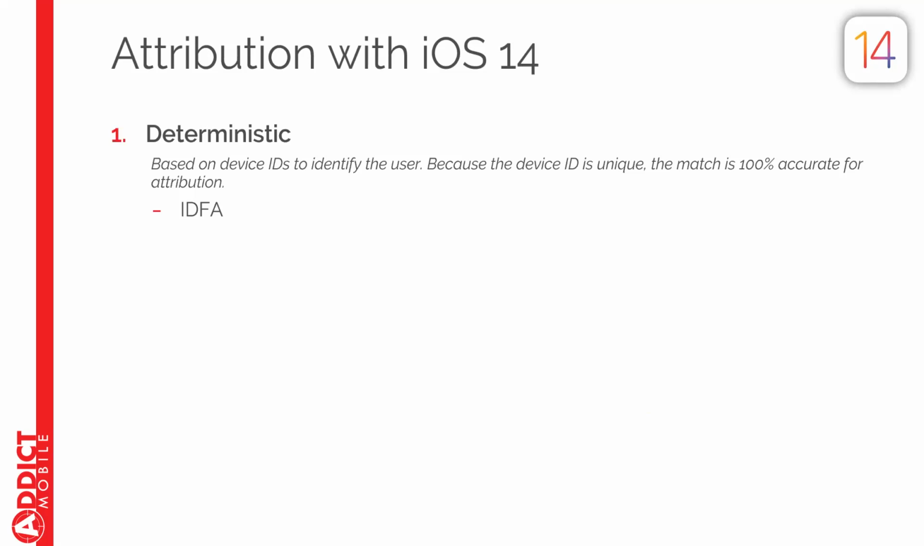So what you need to understand is that there are two ways of doing attribution on iOS 14. The first one is deterministic. Deterministic is based on device IDs to identify the user. That's what we have at the moment for tracking purposes. We use a unique device ID that makes the matching for attribution 100% accurate. We use IDFA on iOS and GAID on Android, and those are unique identifiers that help us do the matching perfectly.